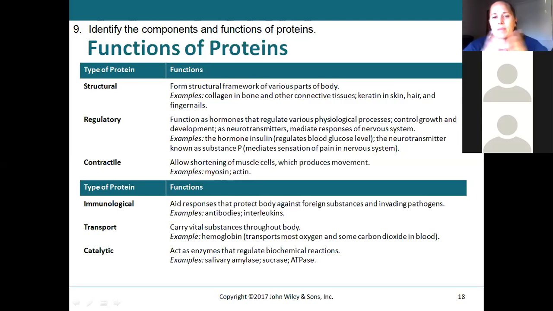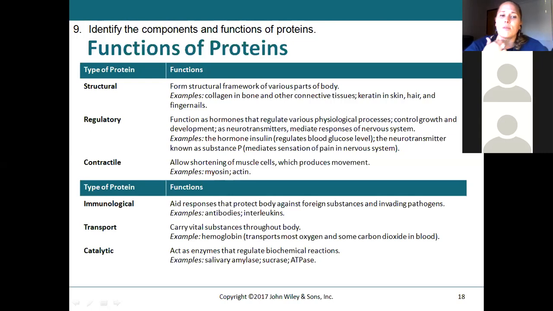And so insulin is another example that's shown here. And again, it's just allowing the cell to respond to its environment. For contractile proteins, an example is myosin and actin. Those are structural proteins too, but they actually allow the muscles to contract and alter their shape.